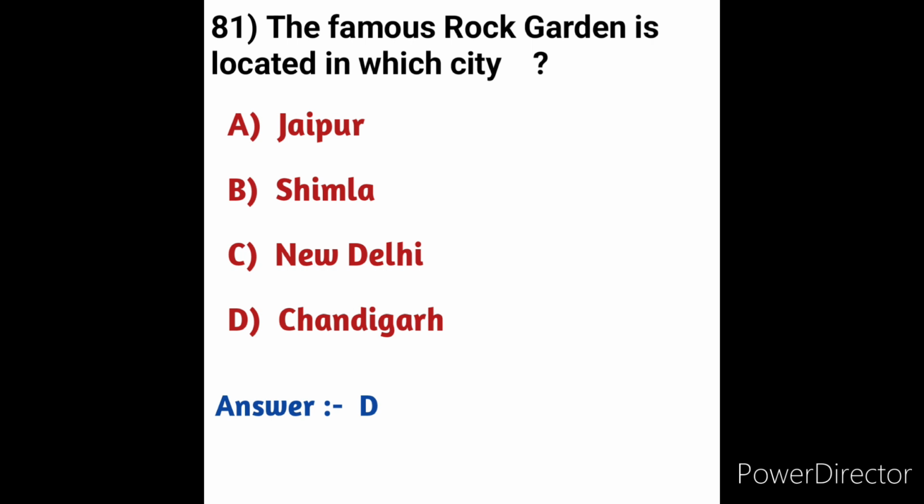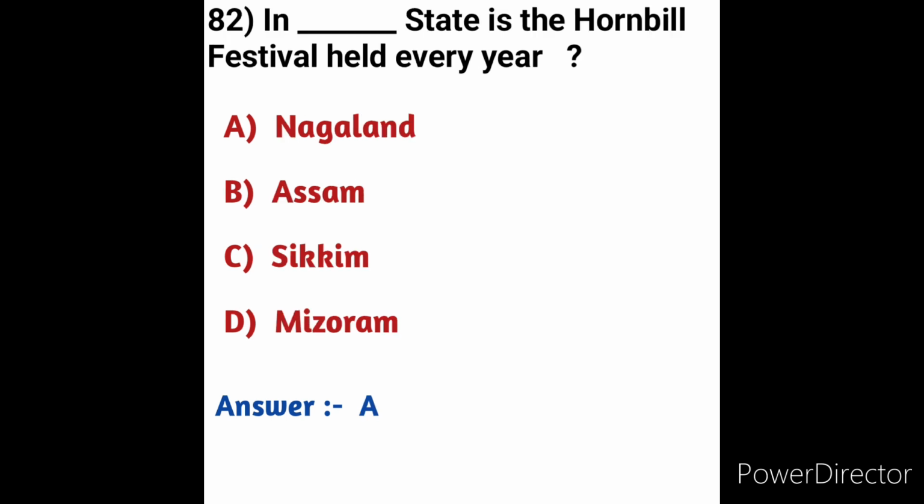Move on to question number 82. In which state is the Hornbill Festival held every year? We will see the options here. Option A Nagaland, option B Assam, option C Sikkim, and option D Mizoram. The festival is celebrated in Nagaland to encourage intertribal interaction and to preserve, protect and revive the richness of Naga heritage. Here, option A is the correct answer. Nagaland is the state where the Hornbill Festival is held every year. Option A is the correct answer. On to question number 83.